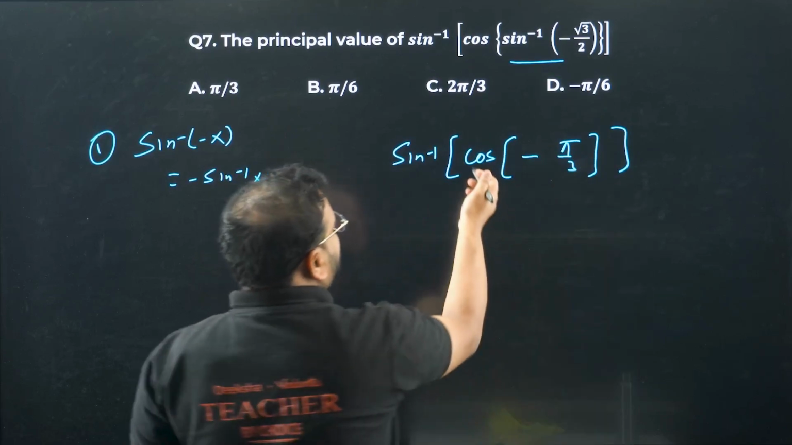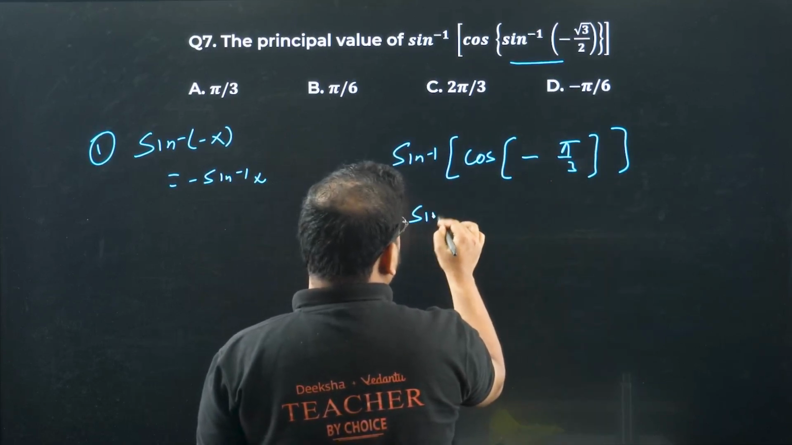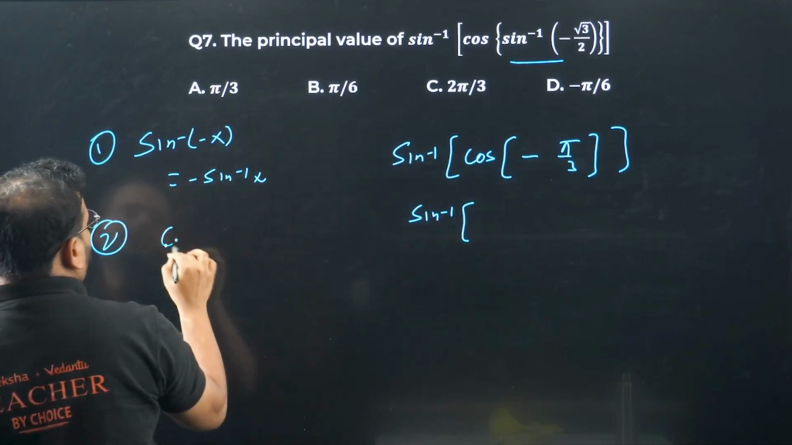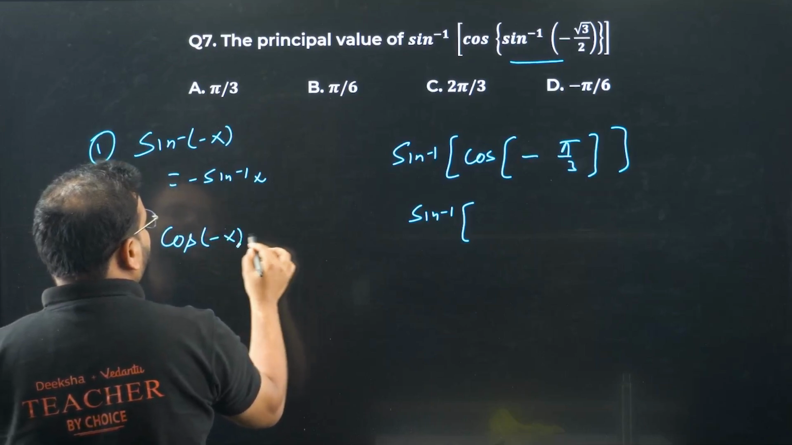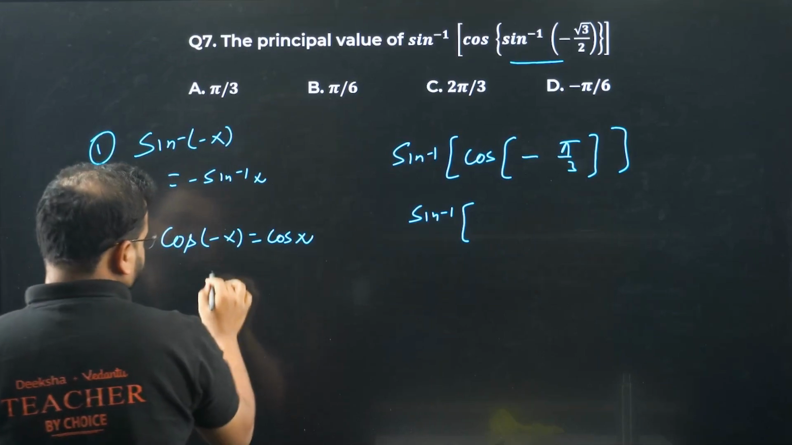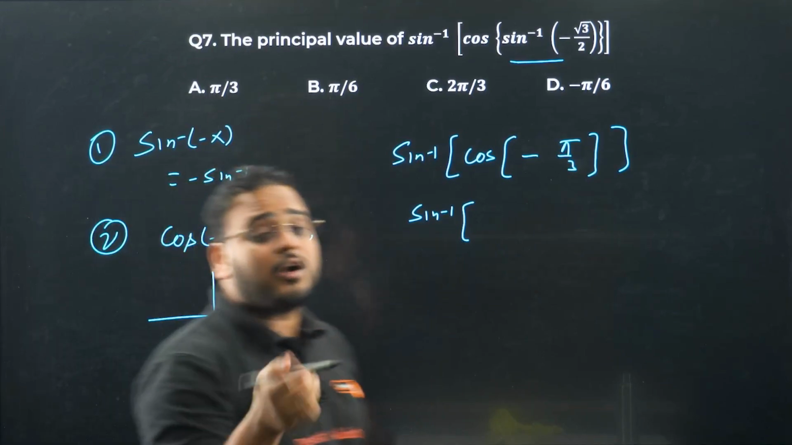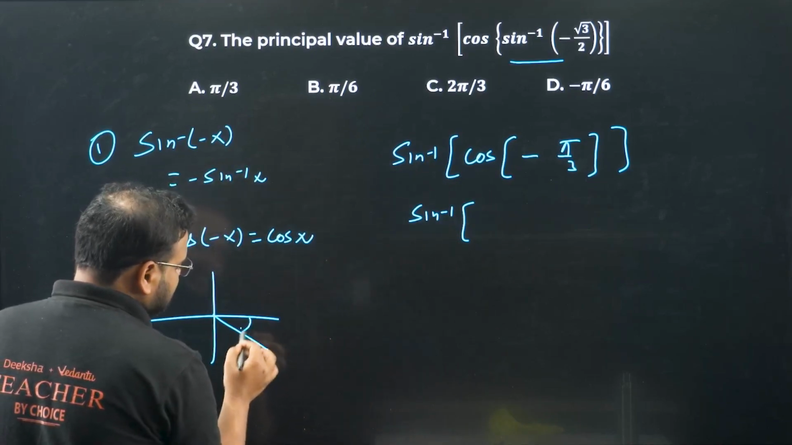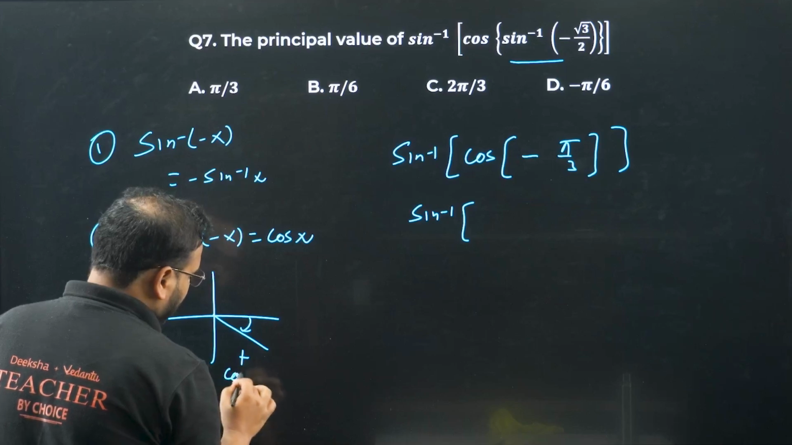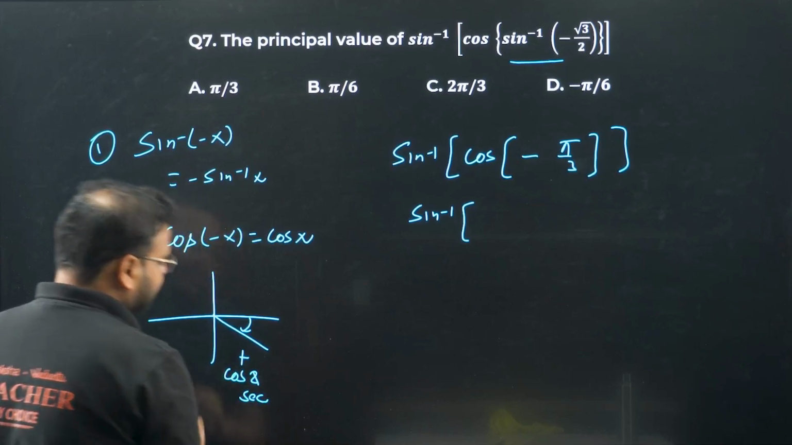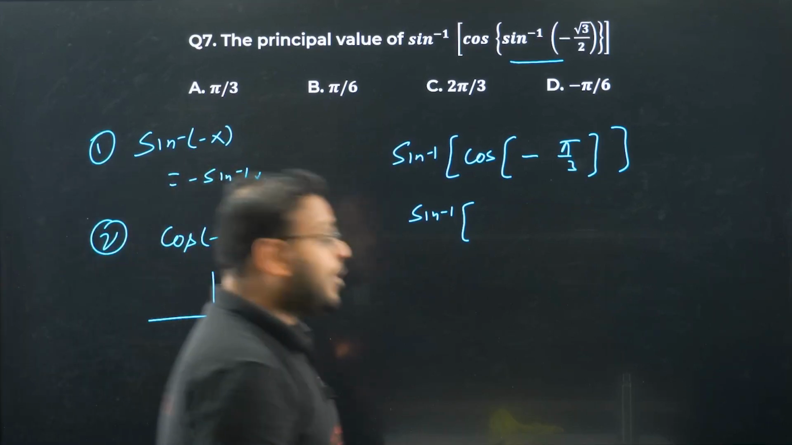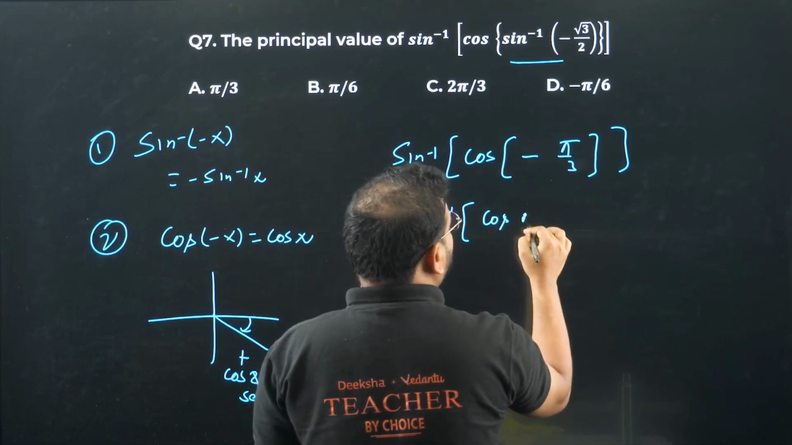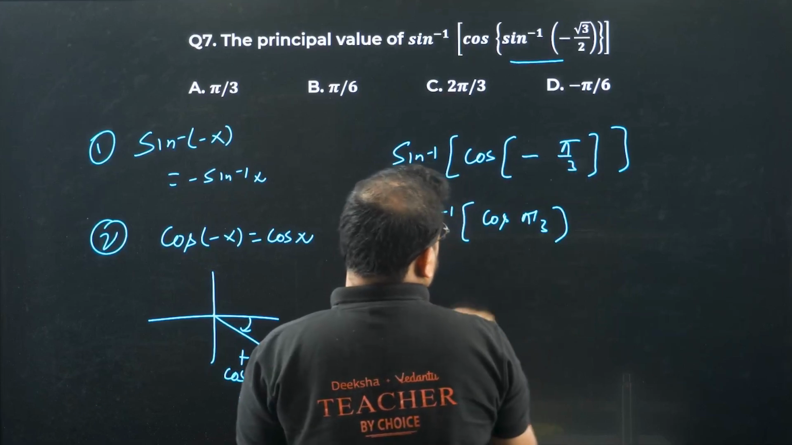Next, cos of some angle, it doesn't matter, is going to be positive only, because cos is in the 4th quadrant here. The second property: cos of minus x is what? Cos x is an even function. Cos inverse is neither odd nor even, but cos is an even function. Because in this quadrant, cos and sec are positive. So cos of minus this value will become simply cos of pi by 3 only. Nothing changes.